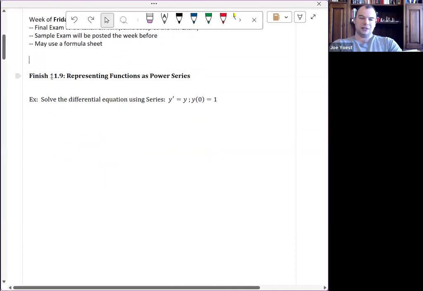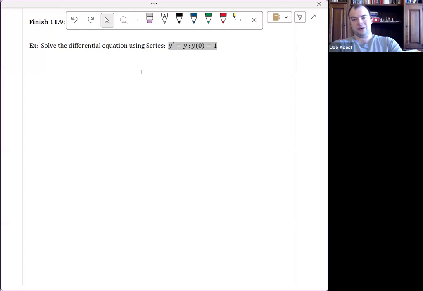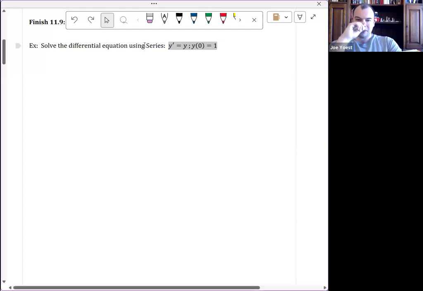Okay, so let's continue on with 11.9, representing functions as power series. And we're going to look at this example. We want to solve a differential equation, really an initial value problem, but in our differential equations section, we talked about equations like this, y prime equals y, with the initial value y of 0 equals 1. But here we're actually going to solve it using series.